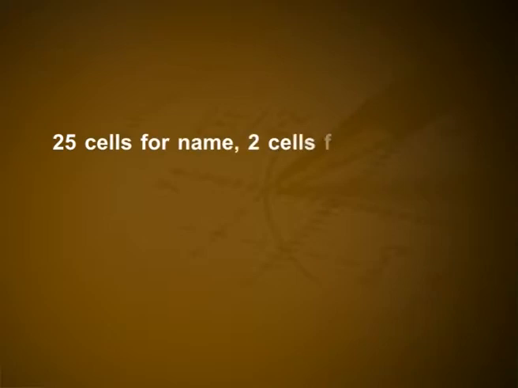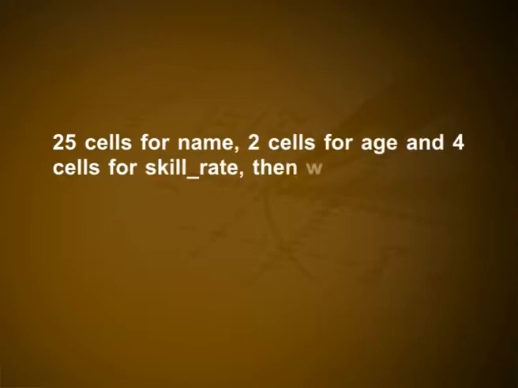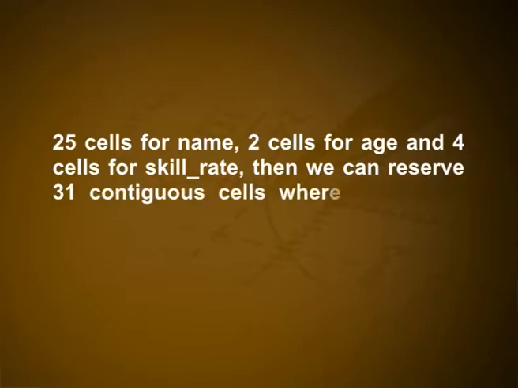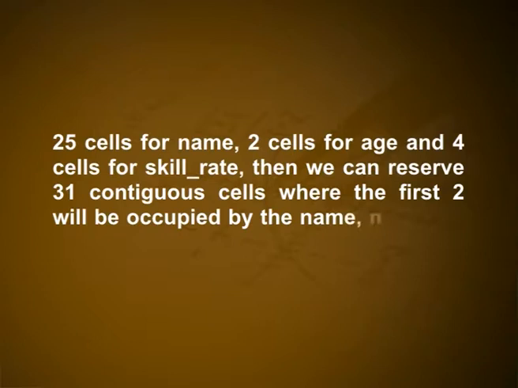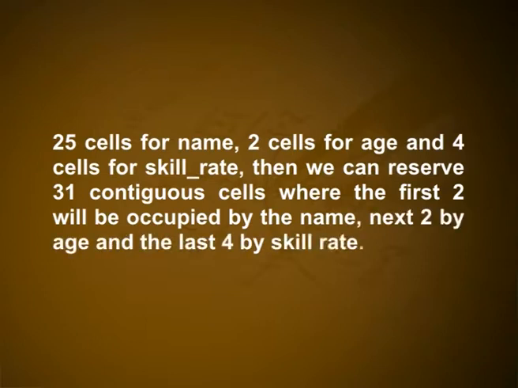Heterogeneous array. Sometimes the array needs to store values of different types, such as the details of employees. It may consist of name of type char, age of type integer, skill rate of type real. If the number of memory cells required by each component is fixed, we can store the array in a block of contiguous cells. For the above specification, assume that we require 25 cells for name, 2 cells for age and 4 cells for skill rate, then we can reserve 31 contiguous cells where the first 25 will be occupied by the name, next 2 by age and the last 4 by skill rate.